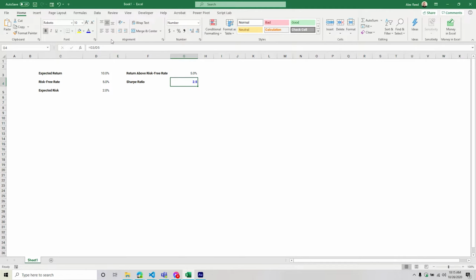So that's actually really good. That's actually a decent Sharpe ratio. It's definitely nothing to complain about. But you can see the math behind it isn't super complicated.